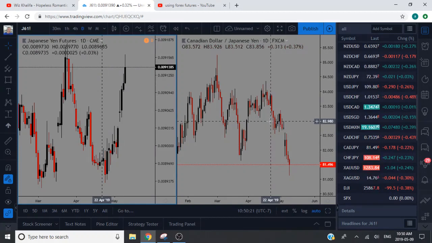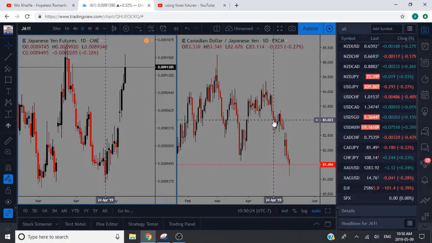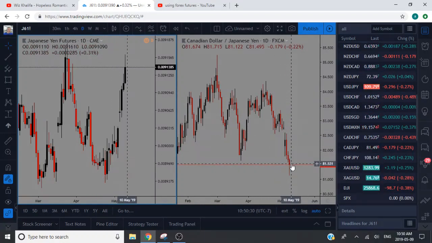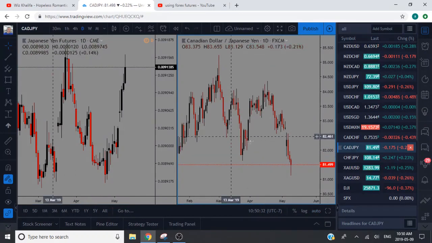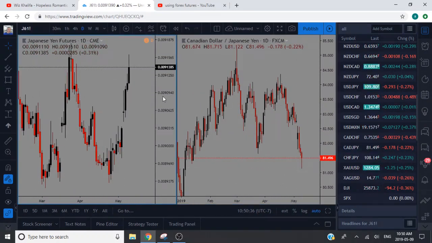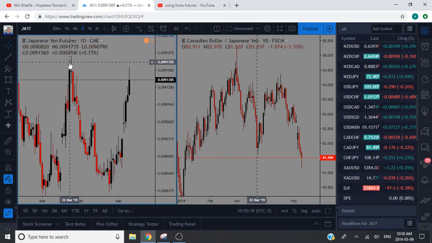When did the Canadian yen start falling? Well, it started falling around April 19th. That's when it really started falling. You can see it started drastically falling. So now where did it come up into? The yen futures come up into the supply.